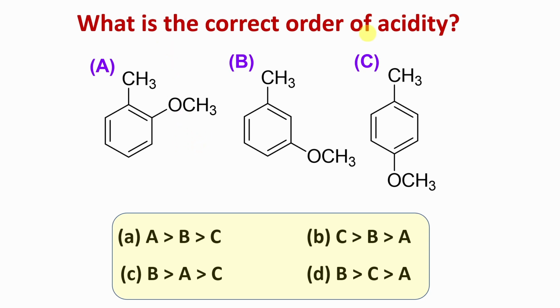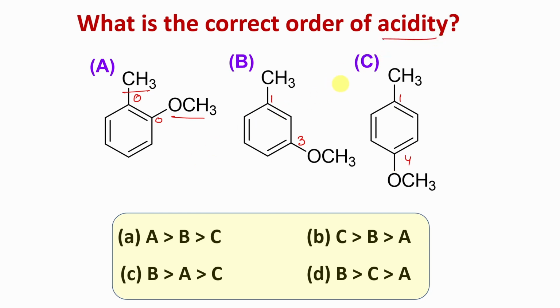Now, the question: what is the correct order of acidity? Three compounds are given. Actually it's an OMe, phenyl methyl ether, and this is a CH3 attached directly to the benzene ring. So it is actually disubstituted. If you look at their position, this is ortho, 1 2, this is meta, or 1 3, and this is para, or 1 4 orientation. So what is the correct order of acidity asked here?